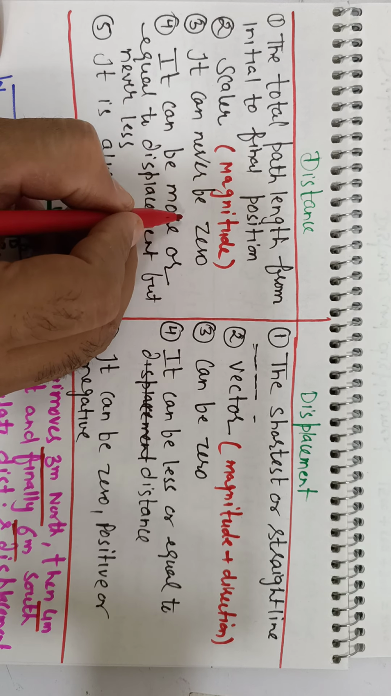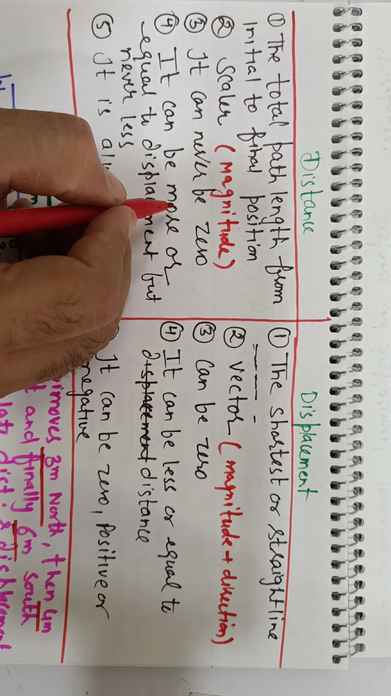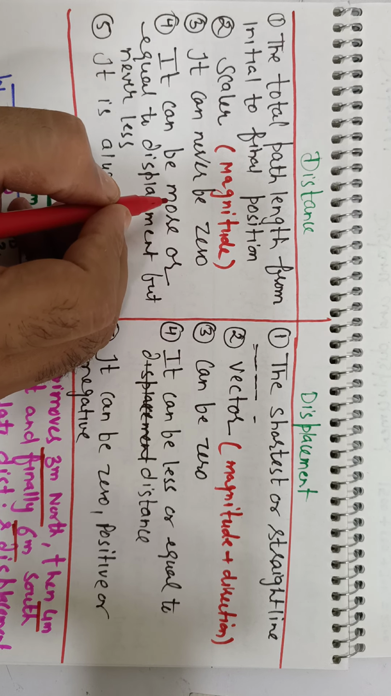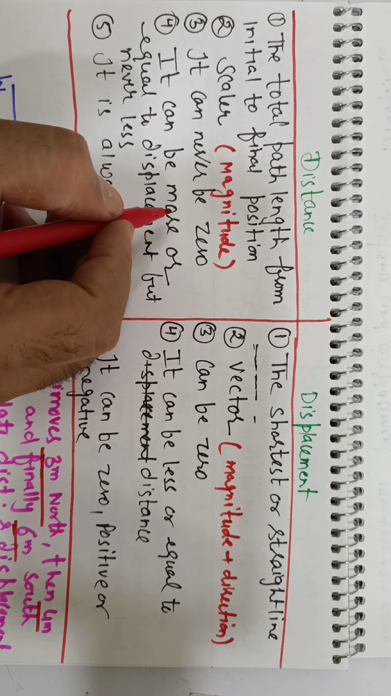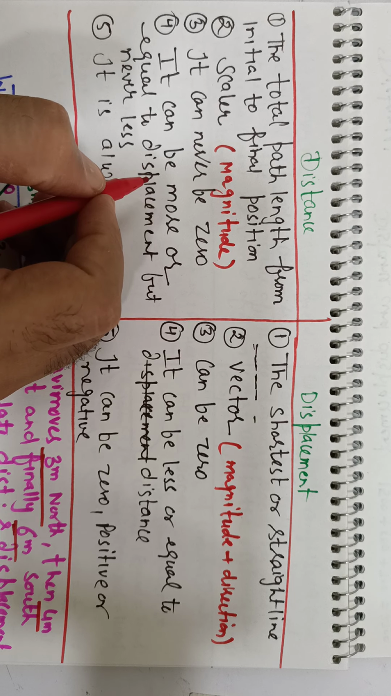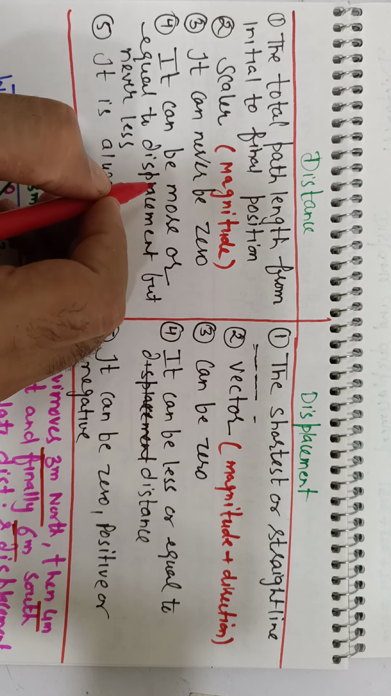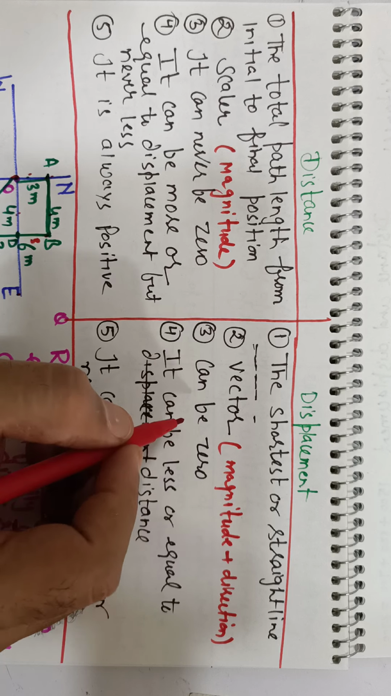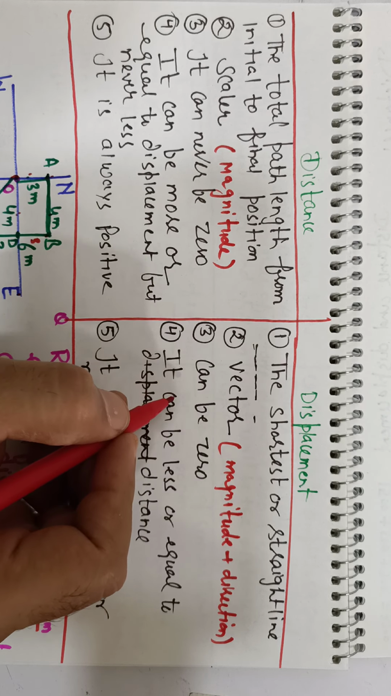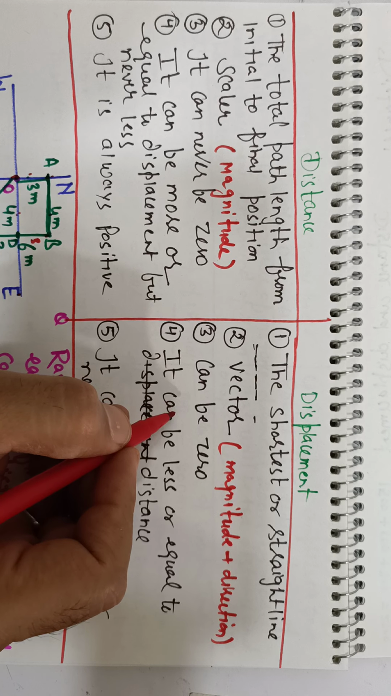Distance can never be zero. Wherever you move, even if you come back to the same position, with initial and final position the same, the distance is not zero. It is a total value. You move from Delhi to Agra 100 km, then back from Agra to Delhi 100 km. The total distance is 200, but not zero. But displacement can be zero. Delhi to Agra 100 km, Agra to Delhi back 100. Initial and final position are the same, so displacement is 0, because between them there is no straight line.